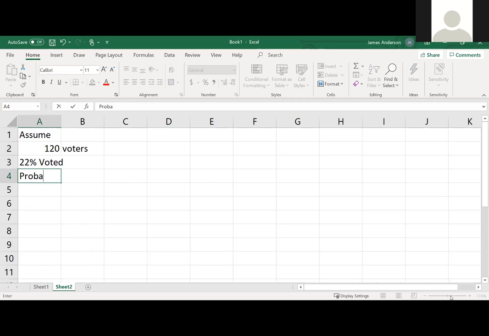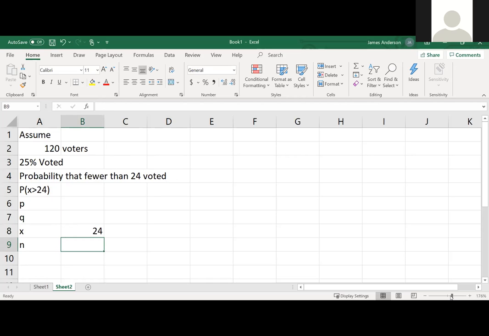So probability that fewer than, I'll just change this to 25%. Then 24 voted. So it's a probability, right? Easy enough. We have to figure out P, Q, X, and N. So X is 24, right? 24 people. N is the number of people, 120. Our P is 0.25, rather than 120 times 0.25. And our Q is 0.75. 25% chance of voting, 75% chance.